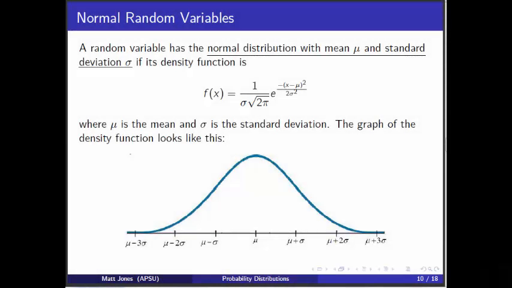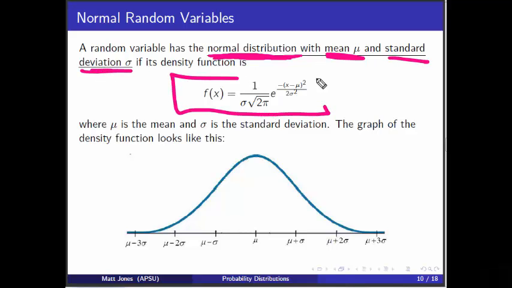At long last, let's talk about normal random variables. So a random variable has the normal distribution, or behaves according to a normal distribution, with mean mu and standard deviation sigma if this is its density function. What we mean by density function is this curve here. It sort of tells us the behavior of the variable.